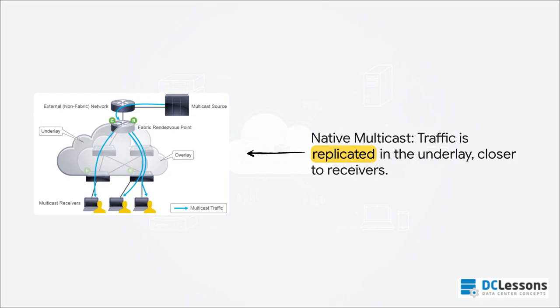The source sends one stream into the fabric. But instead of the main rendezvous point doing all the heavy lifting, it just passes that single stream down into the underlay. From there, the physical network devices, the routers and switches, intelligently copy the traffic only out the ports where receivers are waiting. The head end is just a waypoint, not the workhorse.